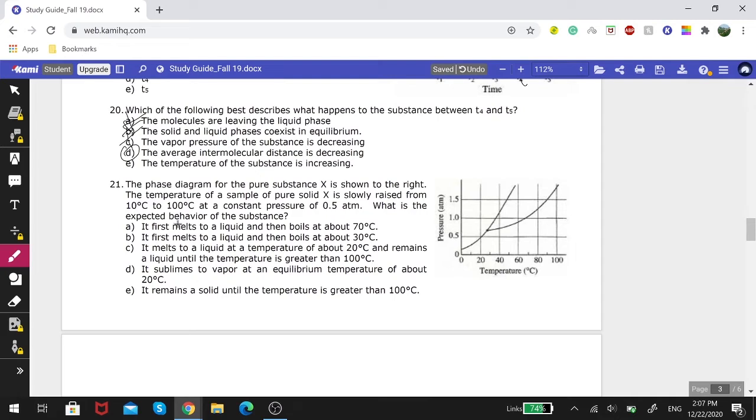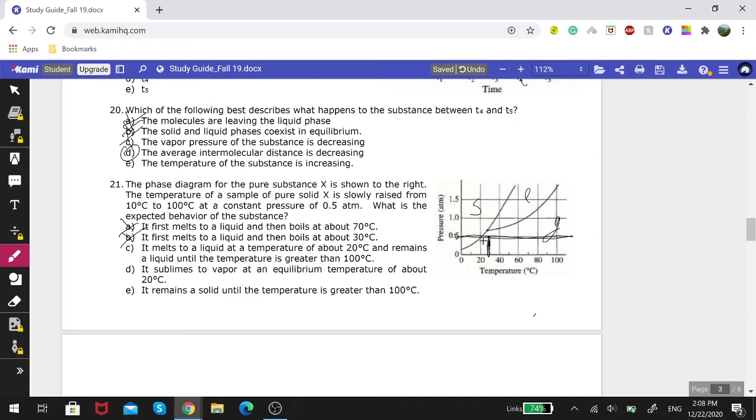So we're looking at 0.5 atm. Expected to turn into liquid at 70. That is not true. That's solid, liquid, gas. Again, we'll be only looking at this line. It melts at about 30 degrees. It does not. 30 degrees over here, but the pressure is incorrect. So A and B are wrong. It melts at about 20 degrees.